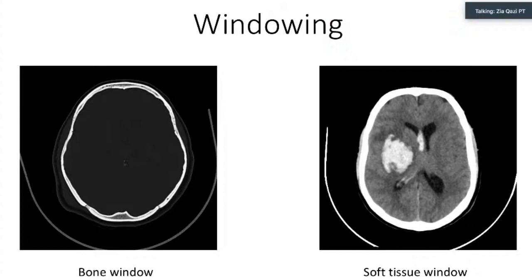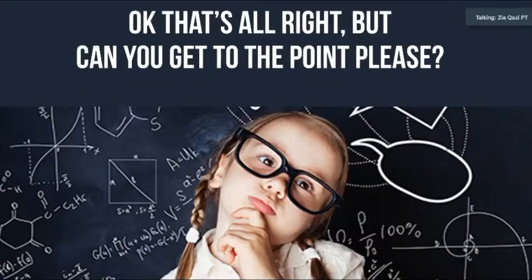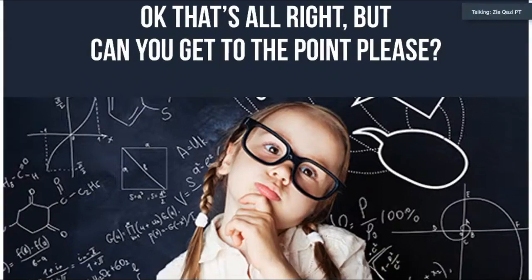So windowing is a spectrum of Hounsfield units that is taken or put at the time of one scan or changed accordingly so that different tissues can be seen, and there are soft tissue windows such as blood window, brain window, muscle window, lung window. I'll just discuss cases with you so that it will be a more practical approach.